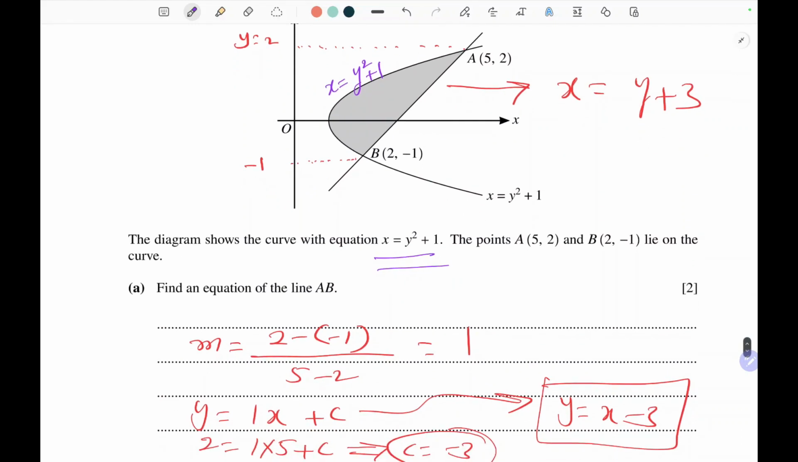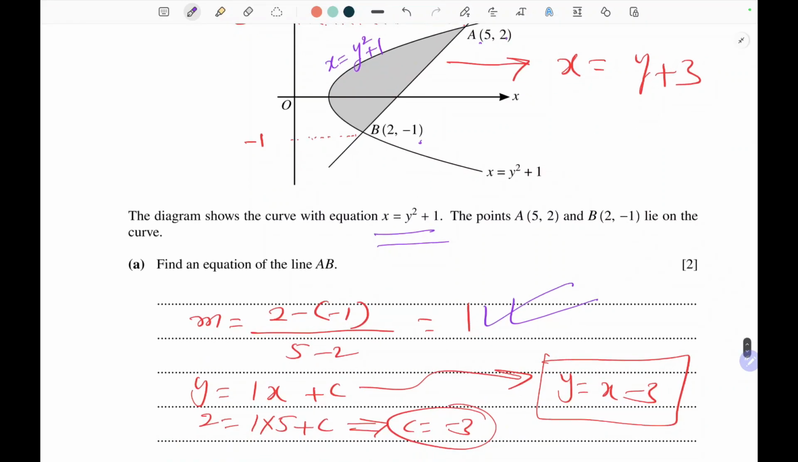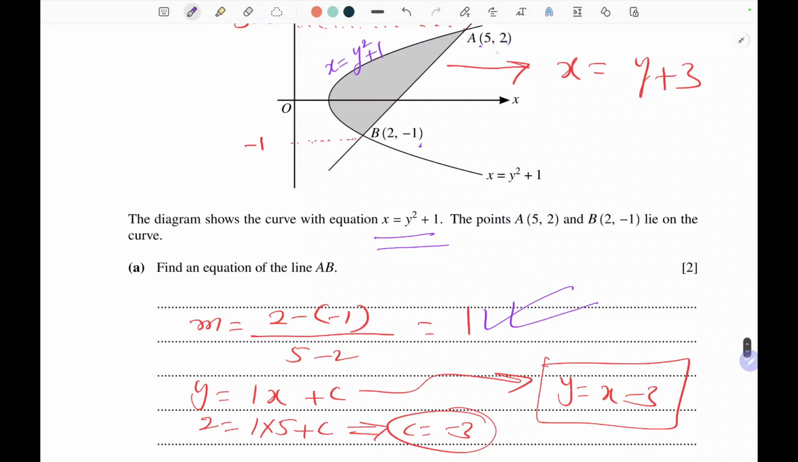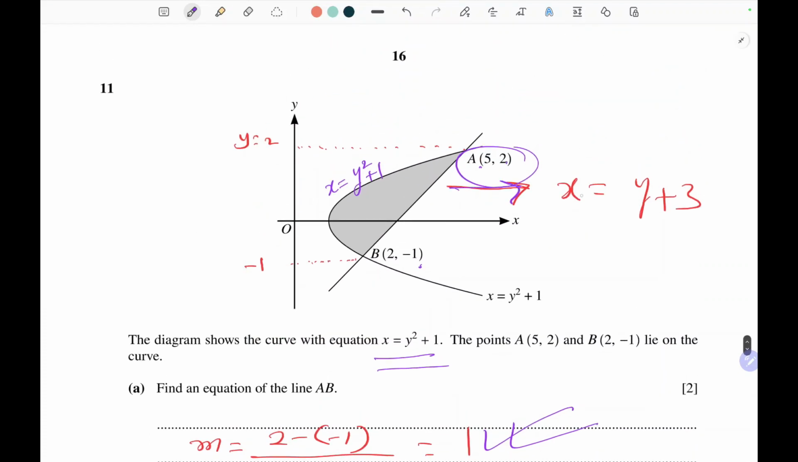So AB is already given. Find the equation of line AB. We will first find the gradient: 2 minus of minus 1 over 5 minus 2. So the gradient is 1. So y is equal to mx plus c, and I just substitute this point (5, 2). So y is 2, x is 5. So c is minus 3. Just put c over here. y equals x minus 3, or x is equal to y plus 3. So here I have written x is equal to y plus 3.